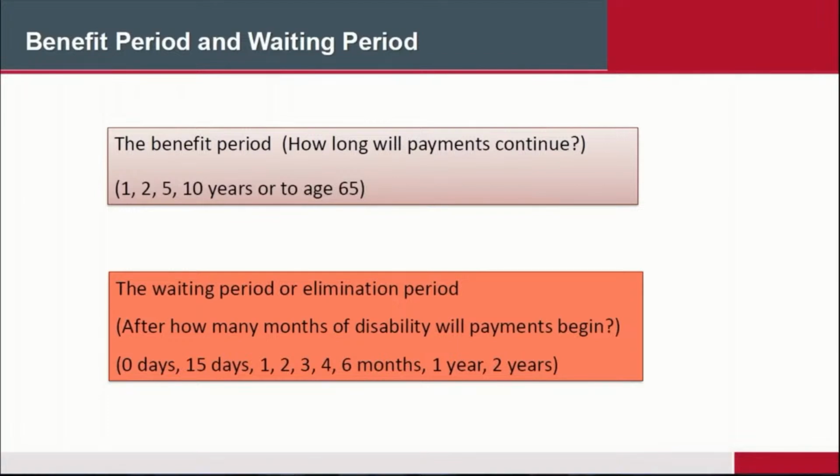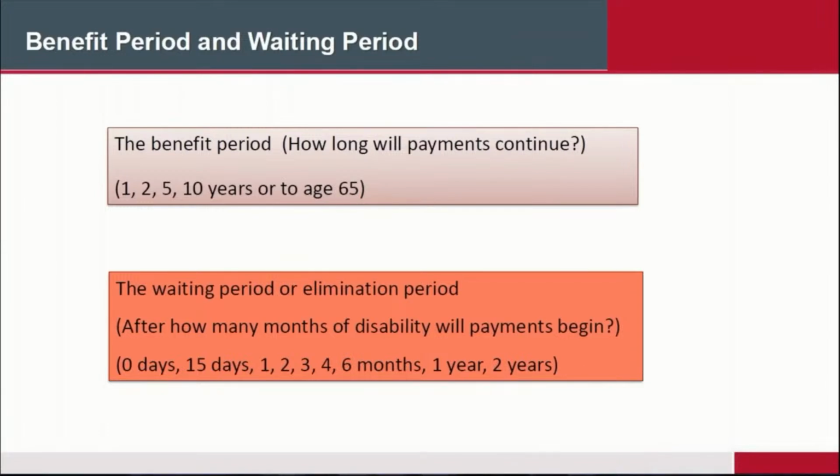Very rarely do you get one. The other thing that you have to establish is the waiting period or elimination period. In other words, how long before a check has to arrive at your doorstep. And once again, basically you can pick up steps at 0 days, for example. That's very expensive. So again, it's very rare. Most of the times, 0 days is for accidents. And then for sickness, it's later. But yes, you can buy a 0 day, but like I said, it tends to be rather expensive. 15 days, 1 month, 2 months, 3 months, and so on and so forth. Okay. The longer the waiting period, the cheaper the premium.